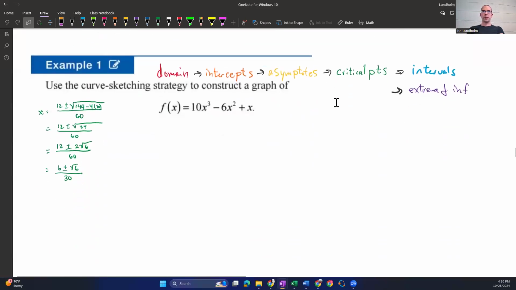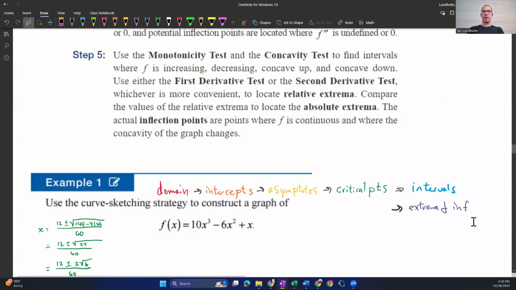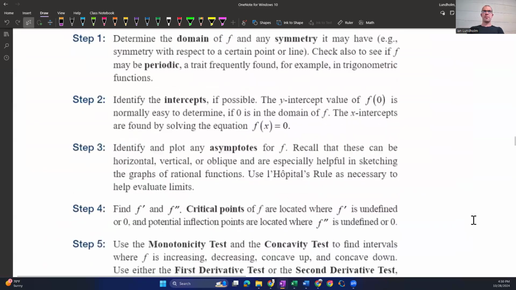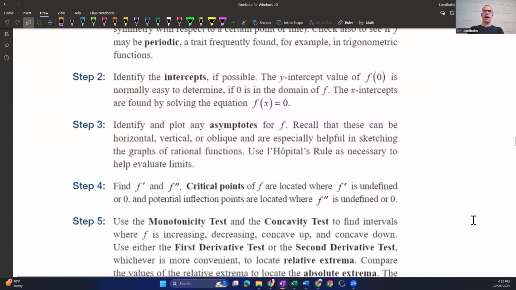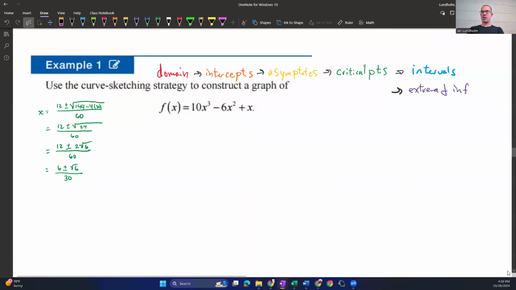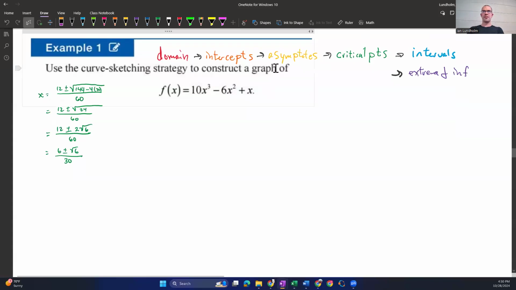And so for this example, hopefully it doesn't take too long. I'd like to go through those 5 steps and do as best we can. I did a shortened version of those 5 steps here to just make us look for all of these things in a row. Okay. First thing is the domain. For this function, we have a nice polynomial.